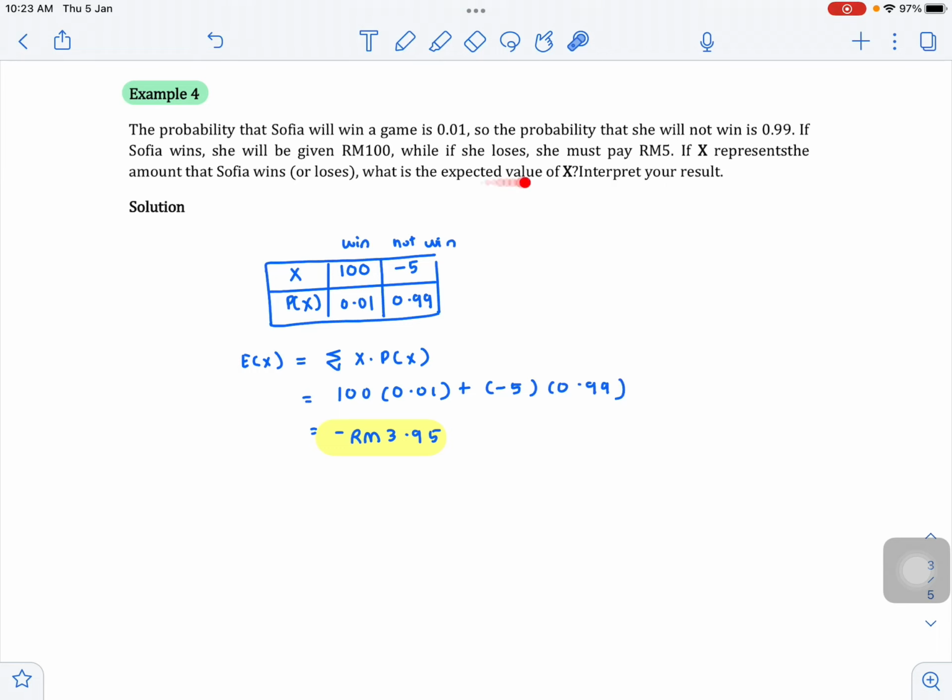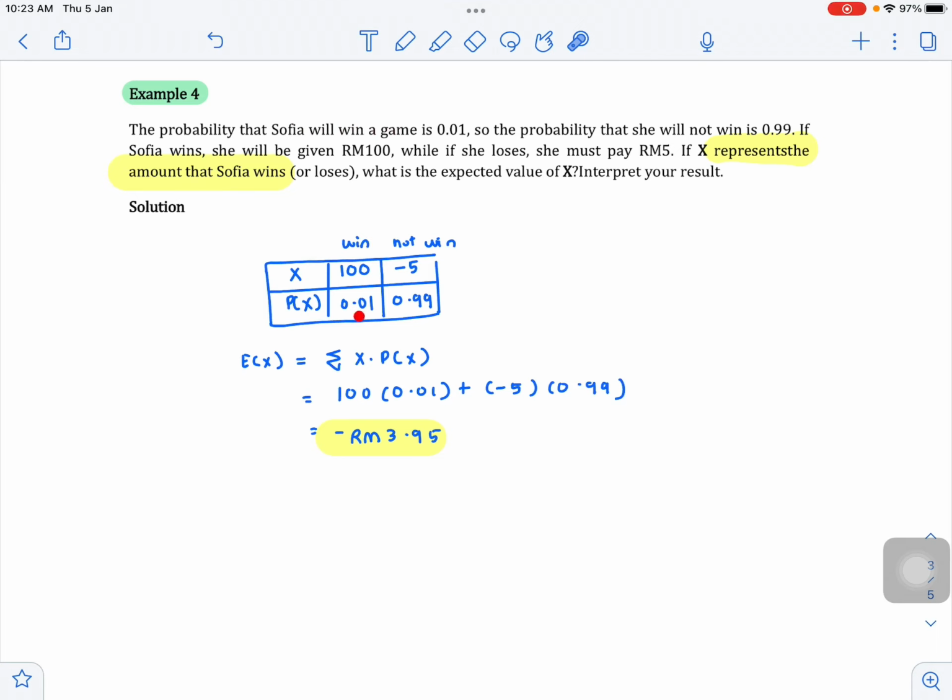So this question asks for the expected value. In order to find the expected value, you have to construct the table first. So what does X represent here? It represents the amount that Sophia wins. So what is the amount of Sophia's win? X is 100, because Sophia will be given 100 if she wins. And the probability that Sophia wins the game is 0.01, so P(x) here is 0.01.